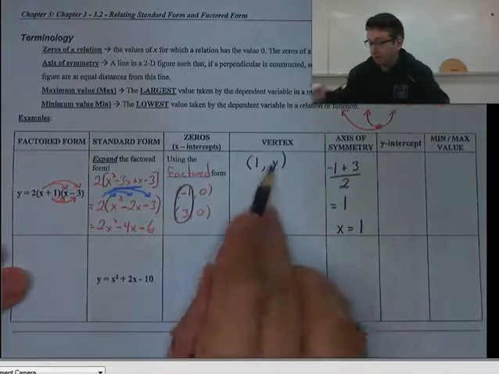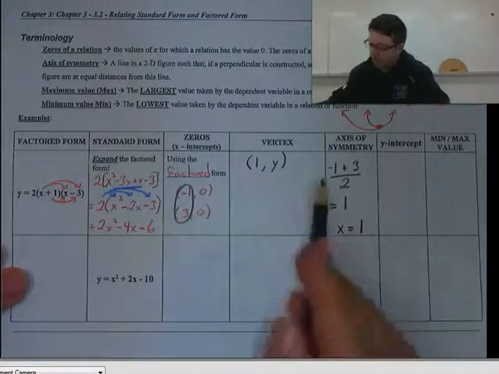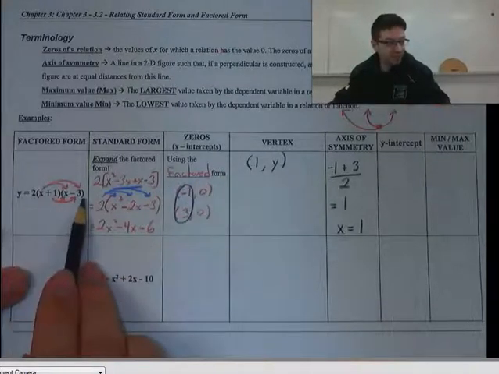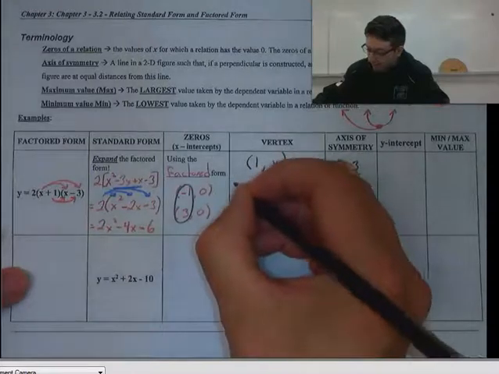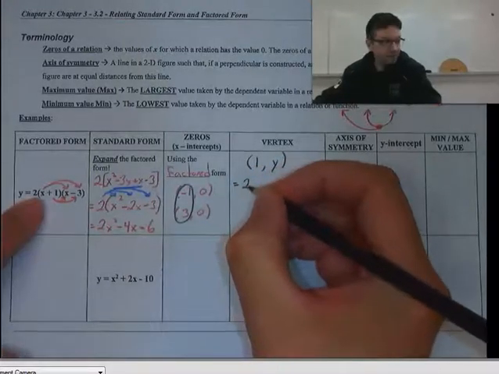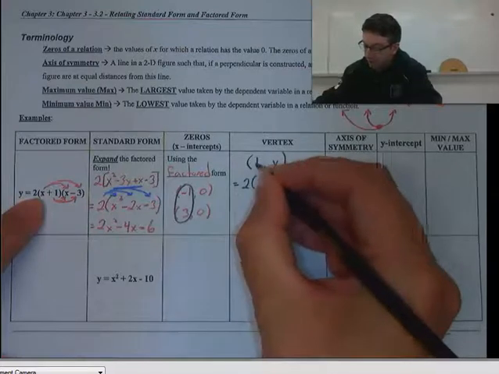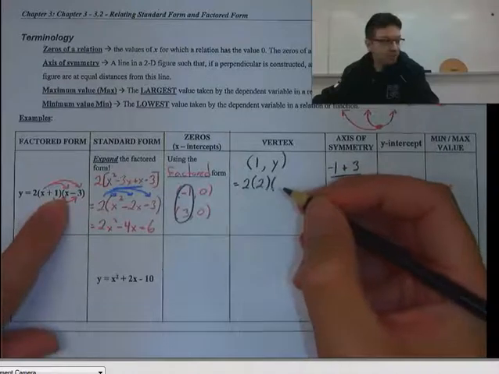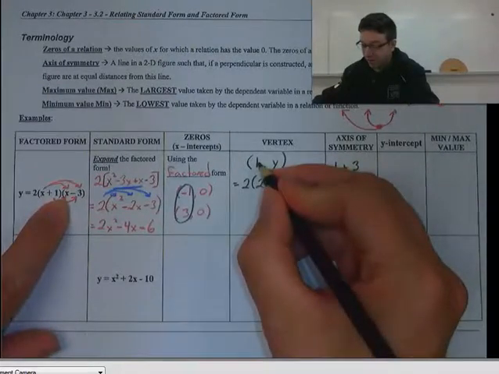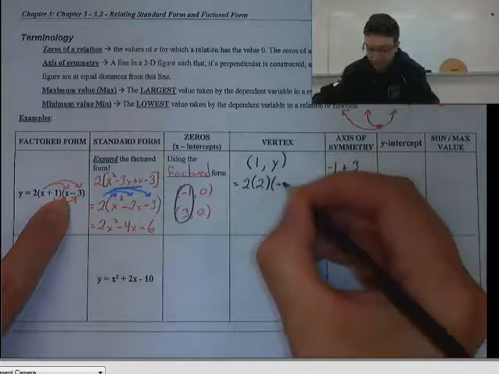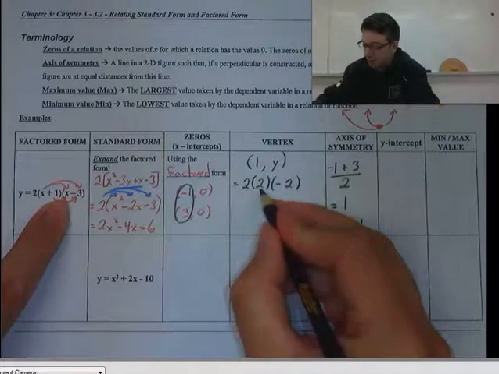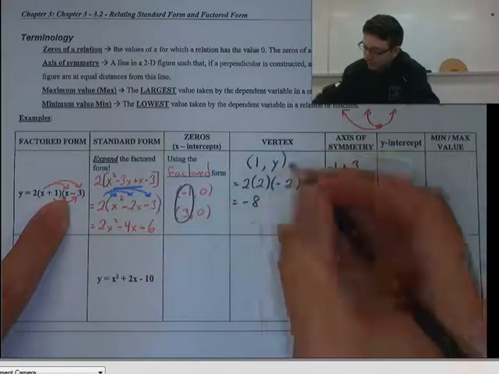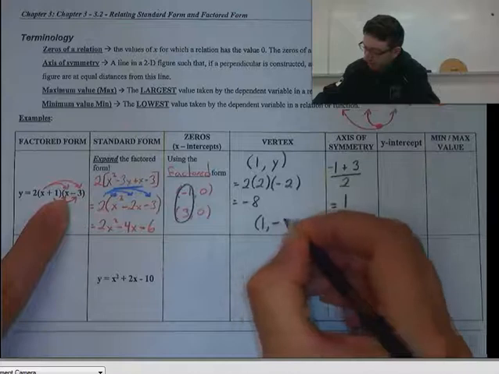All we have to do is figure out what that y-coordinate is. To do that, we're going to take 1 and substitute it back into our function for x. So we have 2 times x plus 1, where x is 1, so 1 plus 1 is 2. And then x minus 3, substituting 1 for x, 1 minus 3 gives us negative 2. 2 times 2 is 4, times negative 2 is negative 8. So our vertex is then at 1 and negative 8.